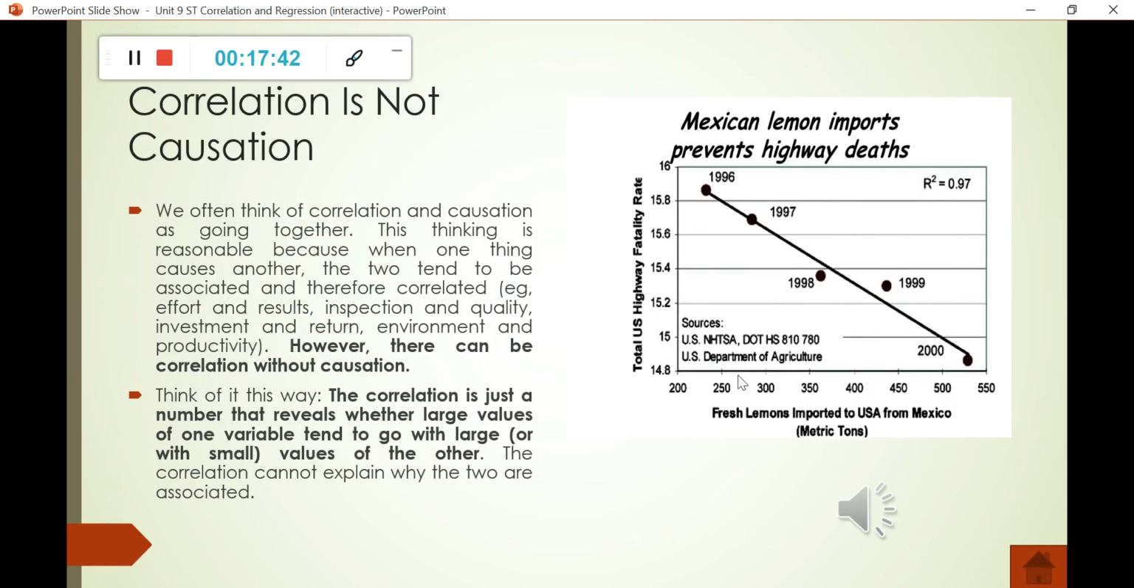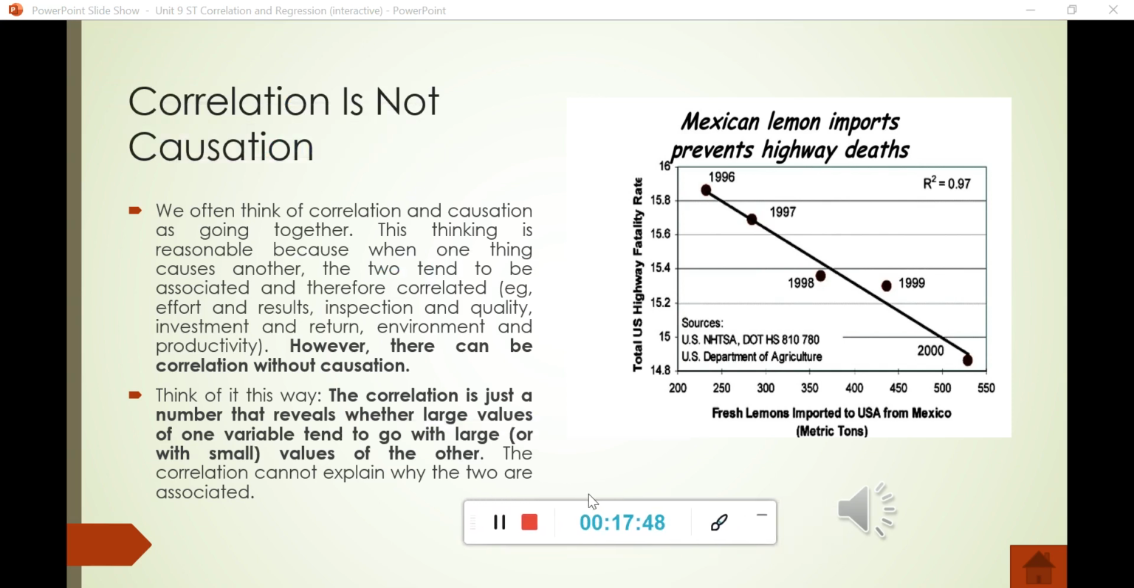Then we have correlation and causation. We have to understand that correlation, that two things are connected, doesn't mean it's the cause of it. So here let's look at, for example, this case. It's very, very funny. It says, the more fresh lemons we import to USA from Mexico, the number of accidents is gonna decrease. Yes, the two data are perfectly correlated, but that doesn't mean that's the cause of it. So in business, we always have to be very cautious about it. Although the data seems to have a good correlation, that doesn't mean that's the cause of it.